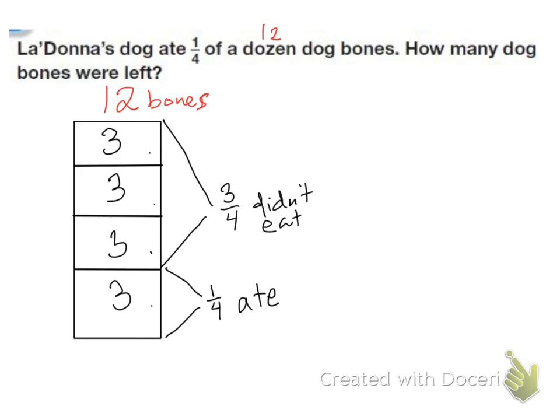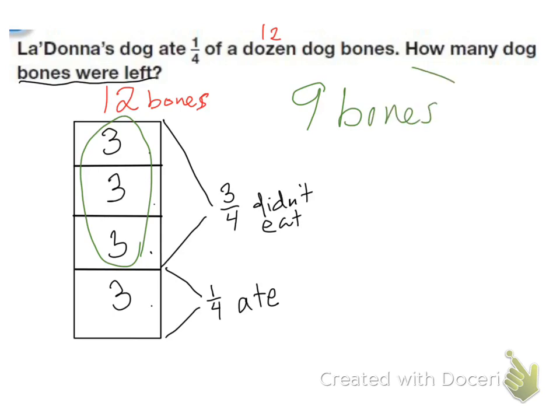Since it says how many dog bones are left, I'm looking for how much he didn't eat. So 3 plus 3 plus 3 equals 9. So he didn't eat 9 of the dog bones.